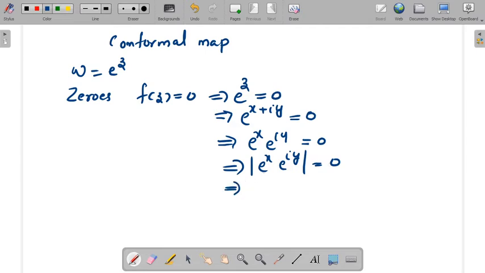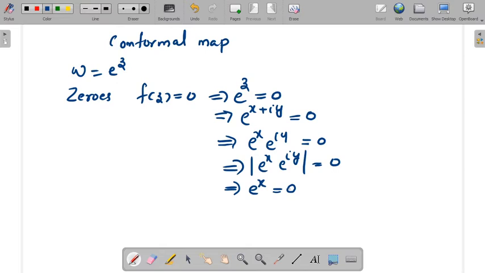And we know x is a real value and e raised to x is always positive. So mod e raised to x is e raised to x itself. And for mod e raised to iy, we know e raised to iy is cos y plus i sin y, so its modulus value is root of cos square plus sin square, which is equal to 1. Mod e raised to iy is 1. So this should imply e raised to x is equal to 0, where x is a real value. And is there any finite point x where the function is 0?